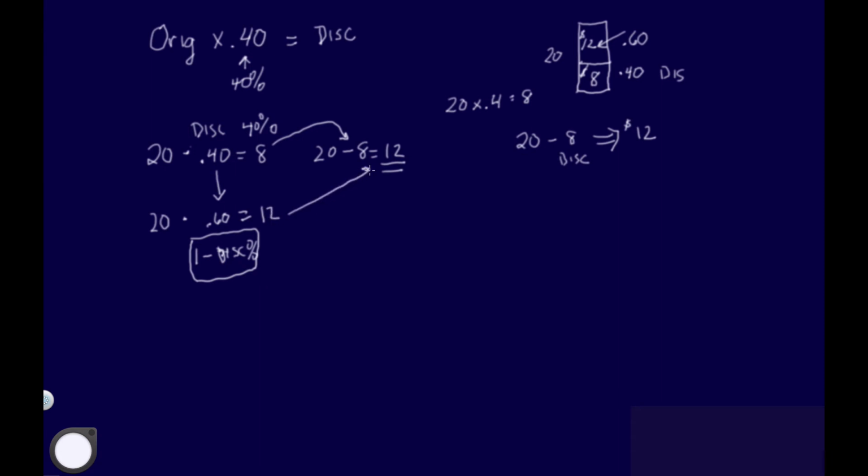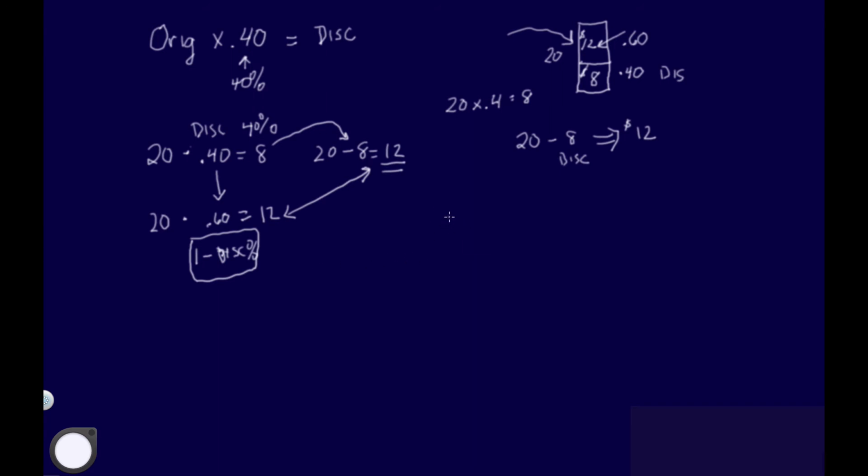So you can see that the two answers are the same. The difference is that I want the remaining piece after the discount, and all we're doing is taking 100%, or 1, minus the discount percentage. That's where we get this 0.6 to give us 12. So it makes it an easy step.